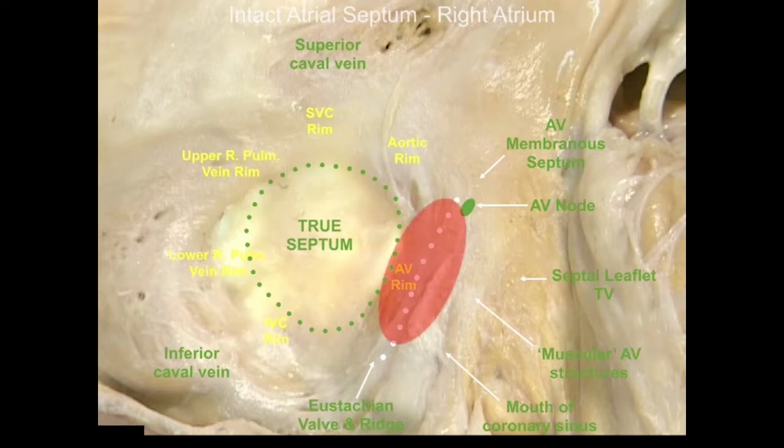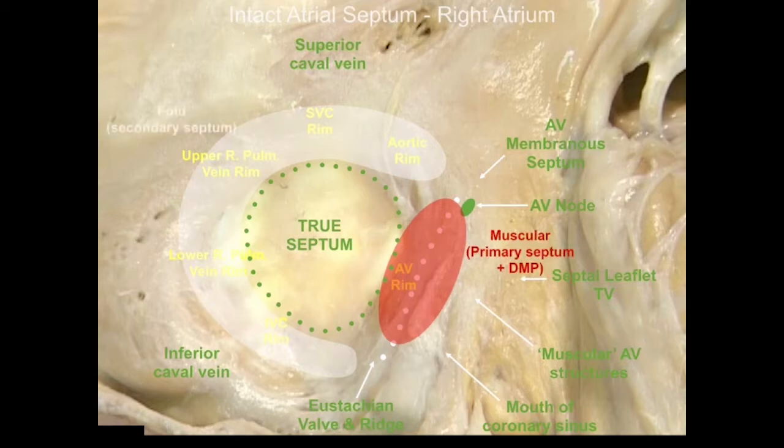So, important rims. If we overlay on top of those rims the likely embryonic origin, then the anterior rim, or the AV rim, is likely formed from the muscular primary septum and as a result of fusion of the dorsal mesenchymal protrusion, whereas all of the remaining surrounding structures are effectively secondary septum. These are effectively folds between the atrial chambers. So perforation of these rims will lead outside of the heart.